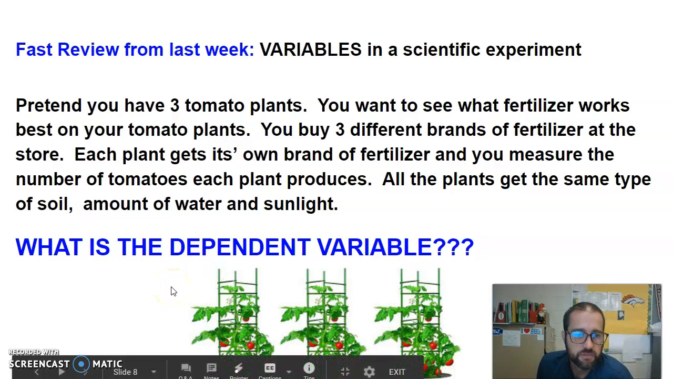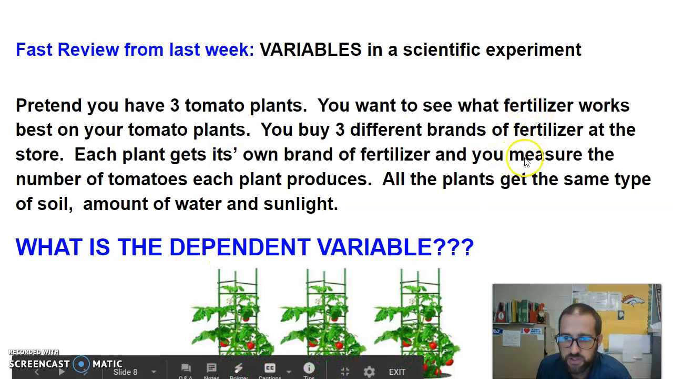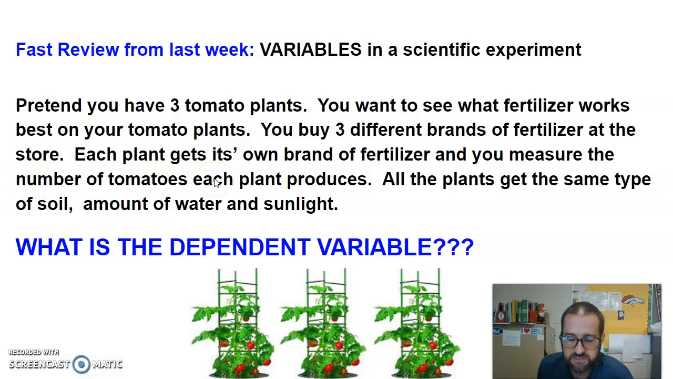Okay, from looking at this description, what is the dependent variable? So dependent variable is what you are measuring, observing, and writing down as your data. We just said that independent was our brand of fertilizer. And over the next month, what are we watching and recording? Yes, hopefully you guessed, we are going to measure the number of tomatoes that the plant produces.